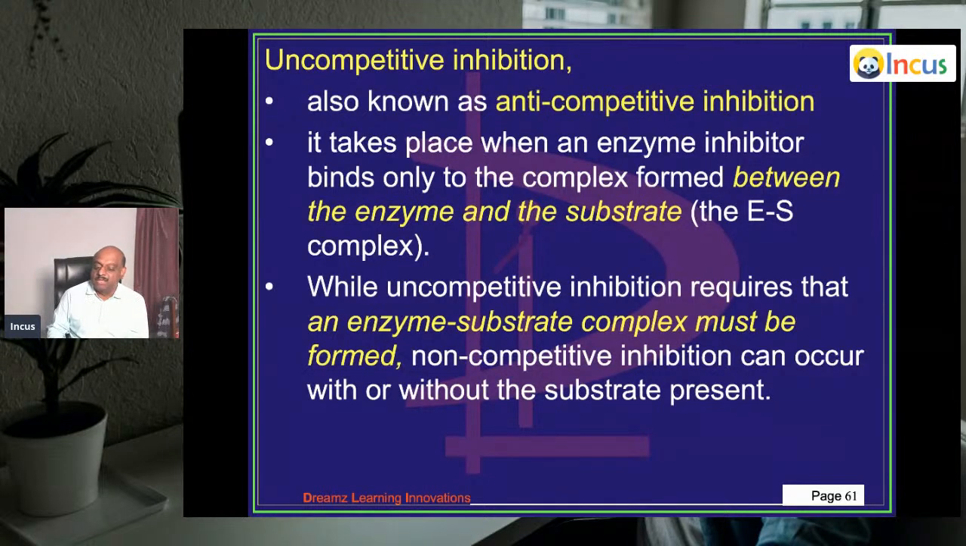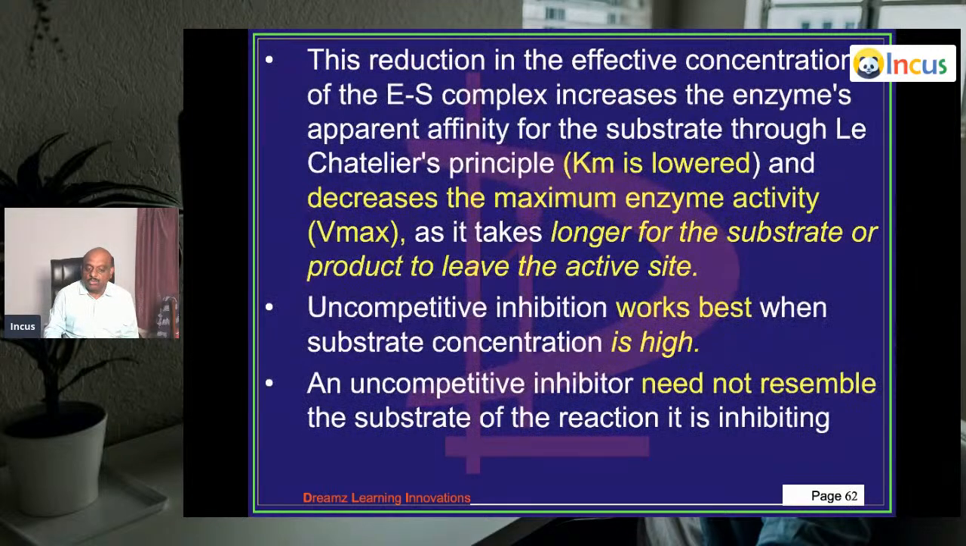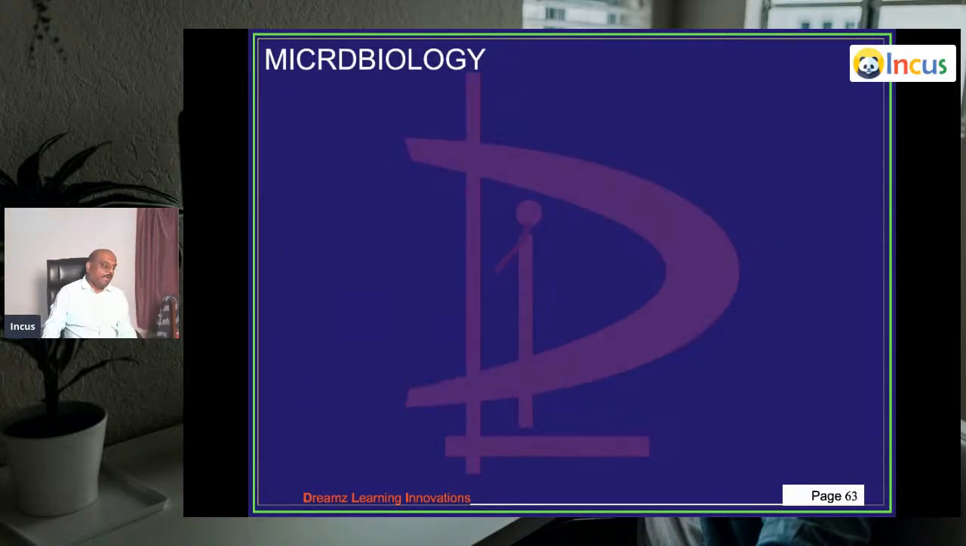Uncompetitive inhibition. It is also known as anti-competitive inhibition. So it takes place when an enzyme inhibitor binds only to the complex which is formed by enzyme and substrate. So uncompetitive inhibition requires enzyme और substrate दोनों शादी होने के बाद. So typically it will cause a decrease of Vmax and also Km. And always uncompetitive inhibition works best when the substrate concentration is high. That's a point you need to appreciate.